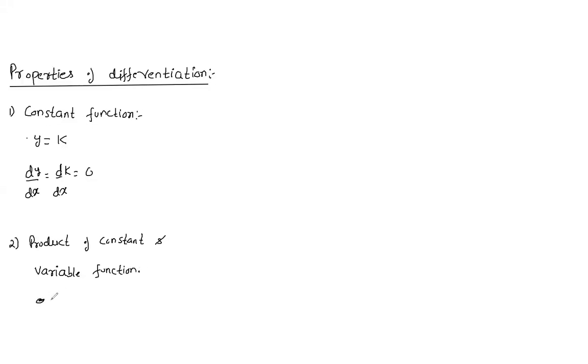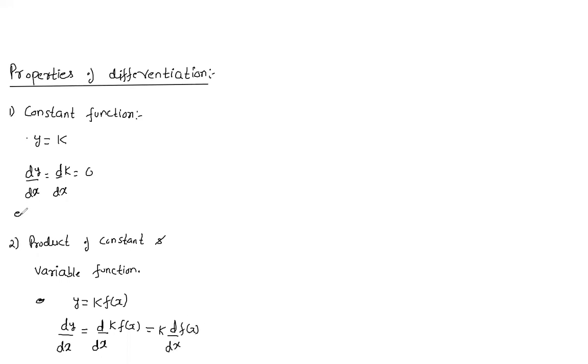For example, say you have y is k times some f(x), where f(x) is some variable function and k is a constant. When you differentiate this y with respect to x, that means it's d over dx of k times f(x). You can take this k outside, since it is a constant, and differentiate f(x).